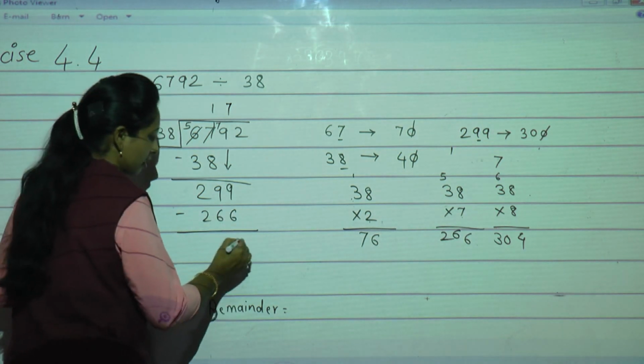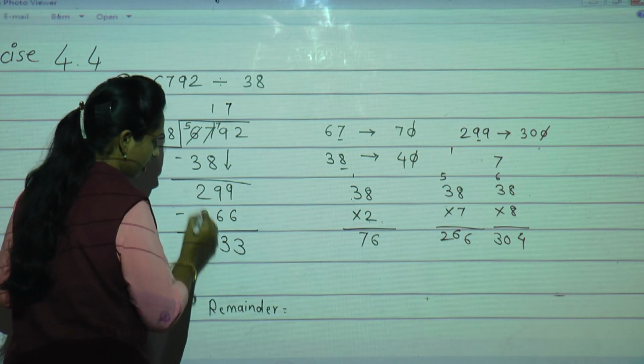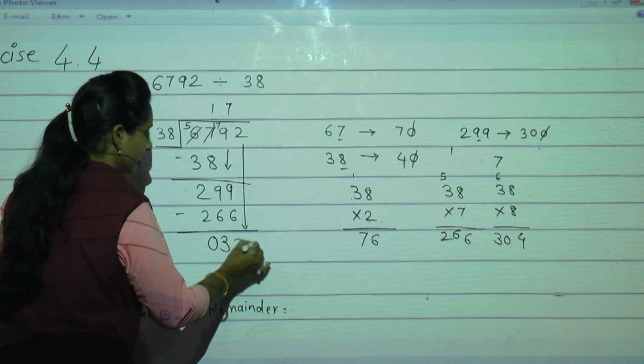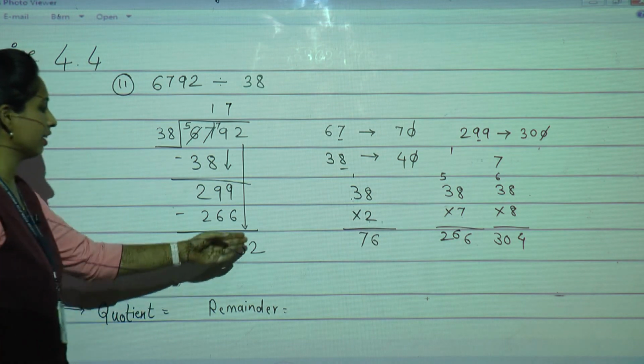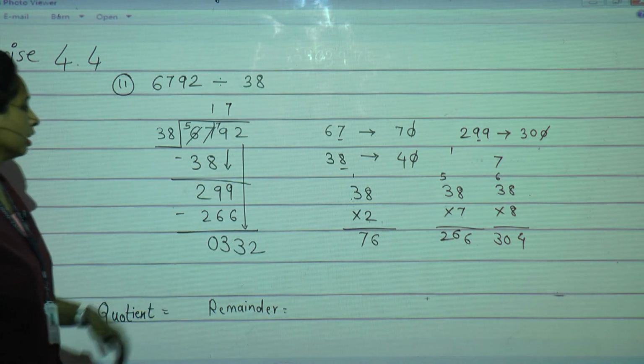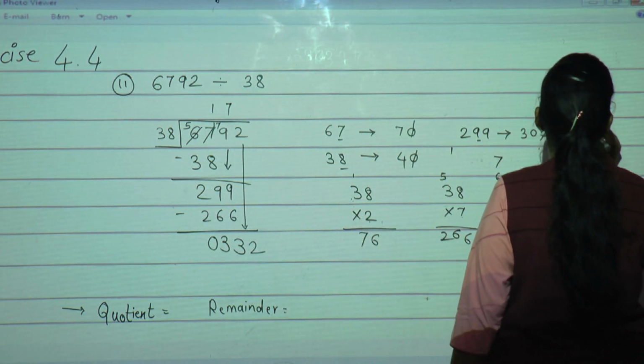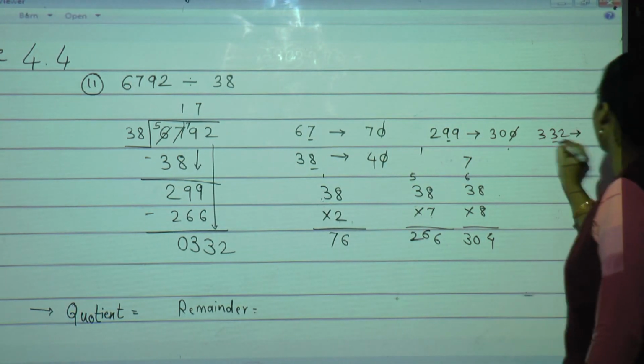9 minus 6 is 3. 9 minus 6 is 3. 2 minus 2 is 0. Now bring down the next number, that is 2. Now what do we have? 332. Okay. Now we will round off this 332 to the nearest 100.